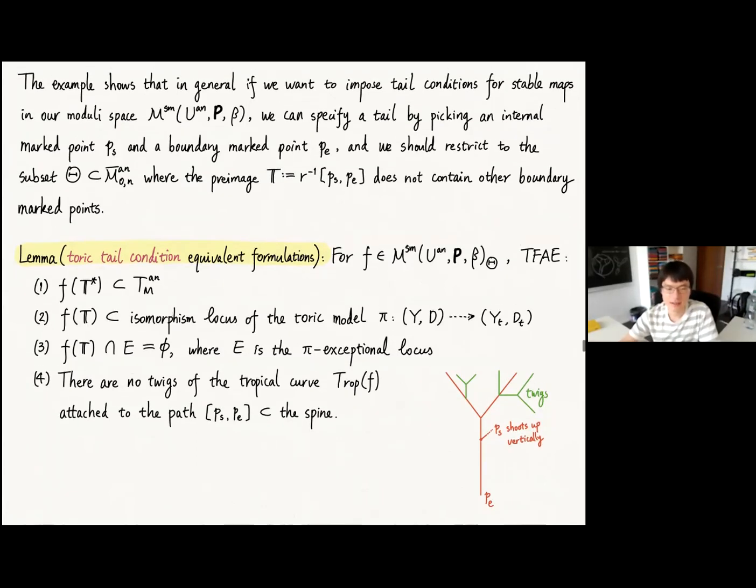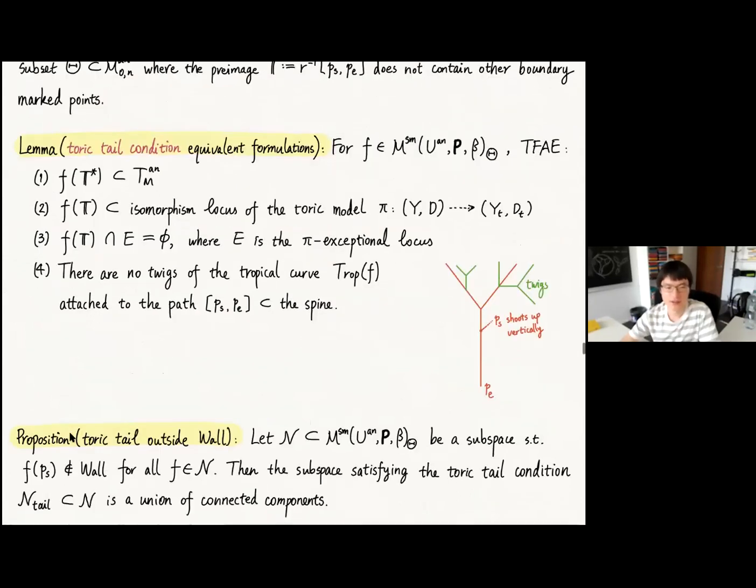And now we have the proposition for the toric tail condition outside the wall. Let N in M smooth with a good domain moduli be a subspace such that f of the marked point PS does not lie in the wall for all f in N. Then the subspace satisfying the toric tail condition, N tail, inside N is a union of connected components.